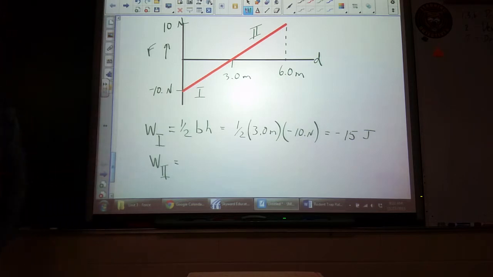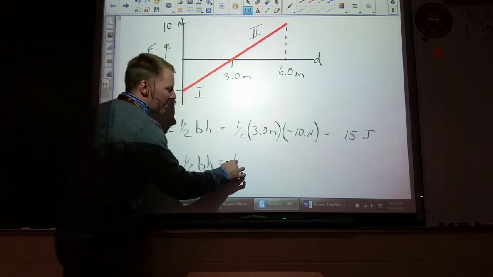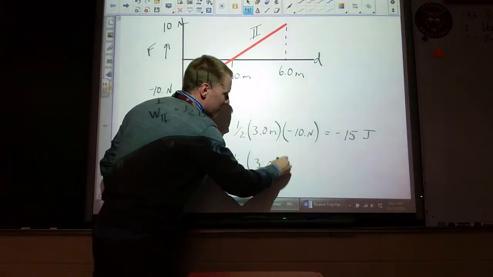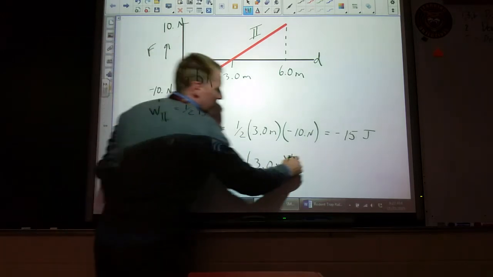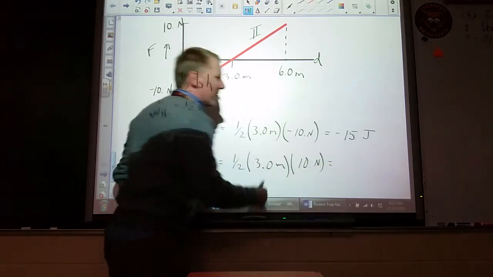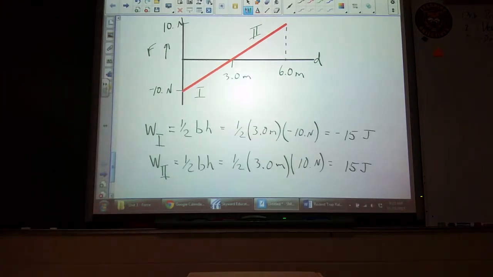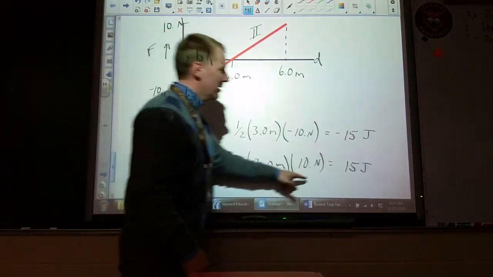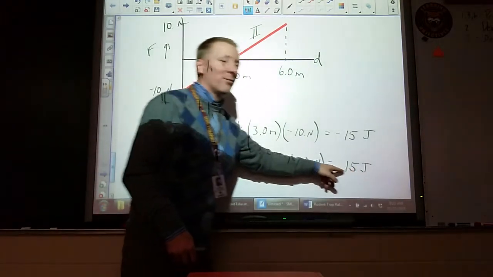Section 2 is set up the same way. It's still a triangle, 1/2 base times height. The base is still from 3 to 6 meters, which is still 3 meters. But now the height of this is 10 newtons. So we'd have a positive 15 joules. At first, when we were braking, we were taking energy away from the car, so our force did negative work on it. When we started accelerating, we were essentially adding energy to the car. So we did positive work.